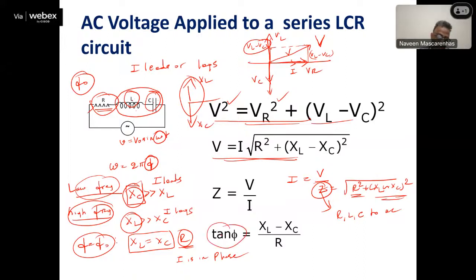And yes, the angle by which the current leads or lags is given by this expression, tan phi equals XL minus XC divided by R. And the values of phi surely will be between 0 and 90 degrees.